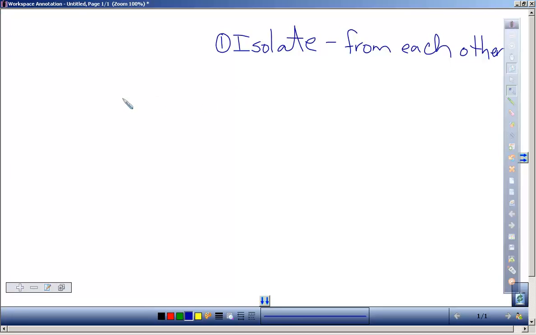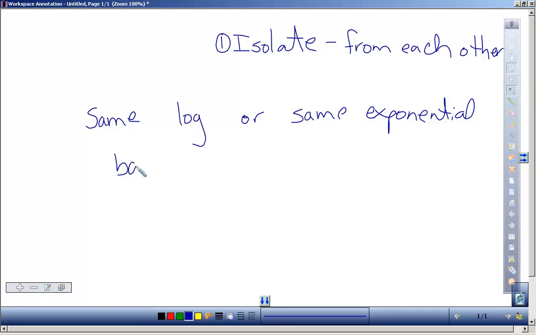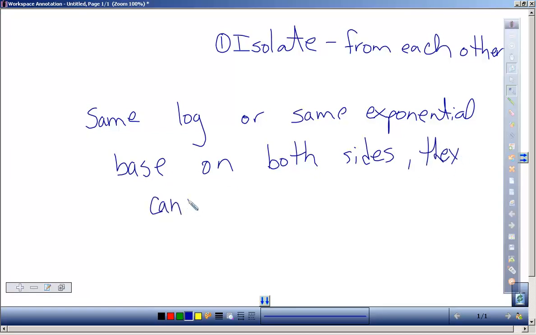Another thing that you want to remember is if you have the same log or same exponential base on both sides, they cancel. If we have the same base for our log or the same base for our exponential on both sides, they cancel. And that's awesome, because if they just cancel out, then we just solve whatever is left. So we want to remember that.